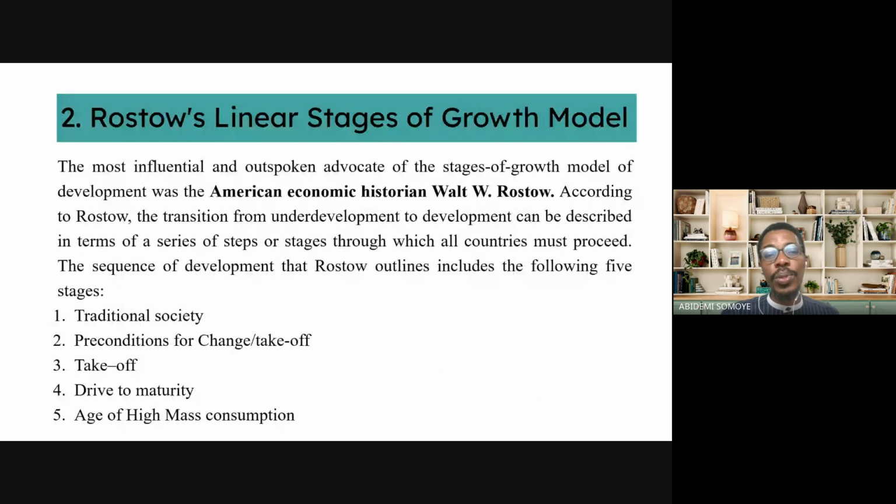So we go to Rostow's linear stages of growth model. The most influential and outspoken advocate of the stages of growth model of development was the American economic historian Walt W. Rostow. According to Rostow, the transition from underdevelopment to development can be described in terms of a series of steps or stages through which all countries must proceed. The sequence of development that Rostow outlines includes the following five stages: the traditional society, the preconditions for change or take-off, the drive to maturity, the age of high mass production and consumption.